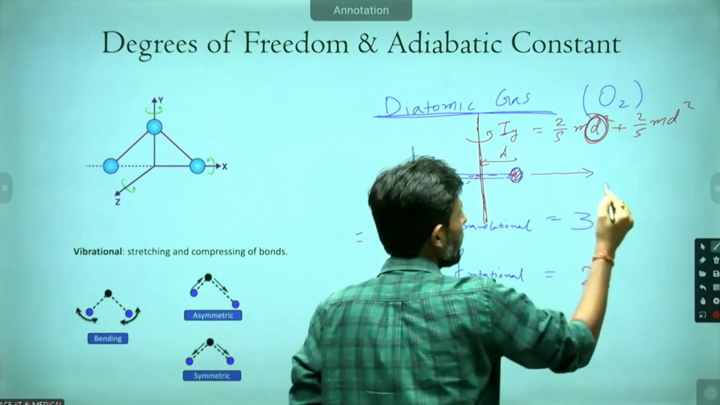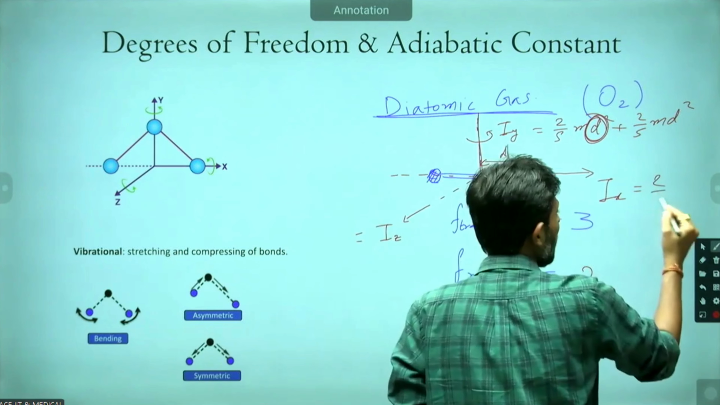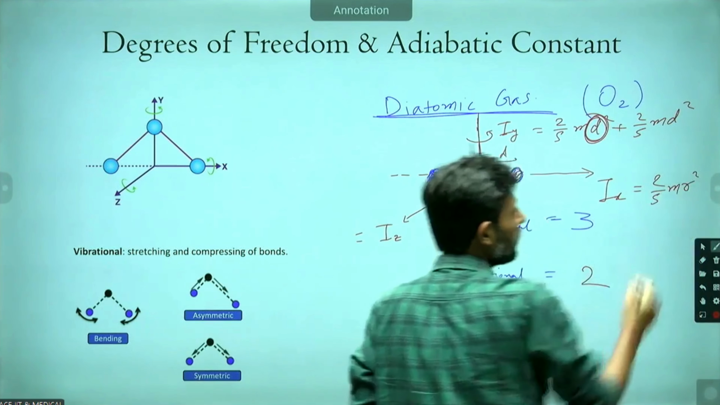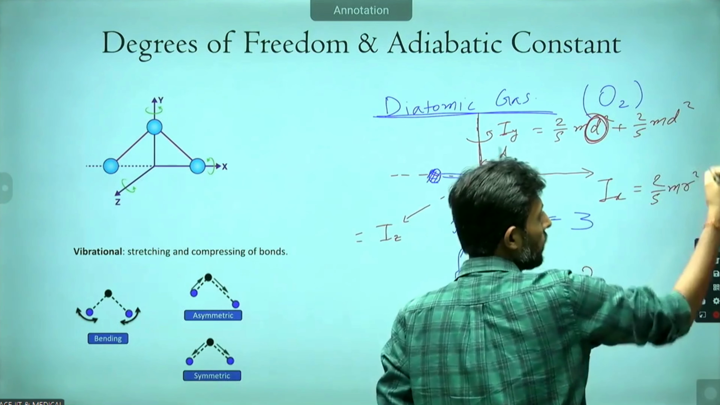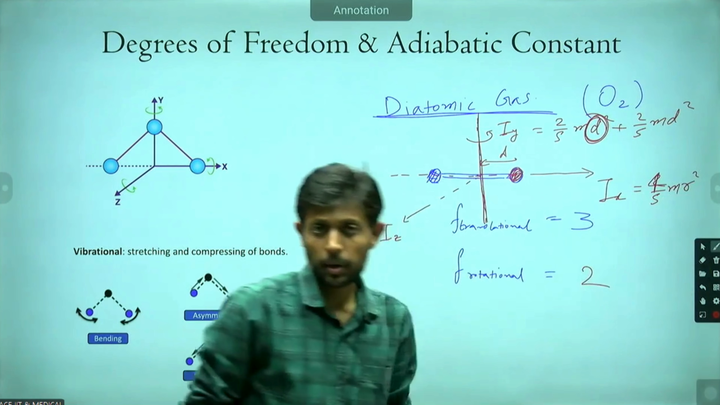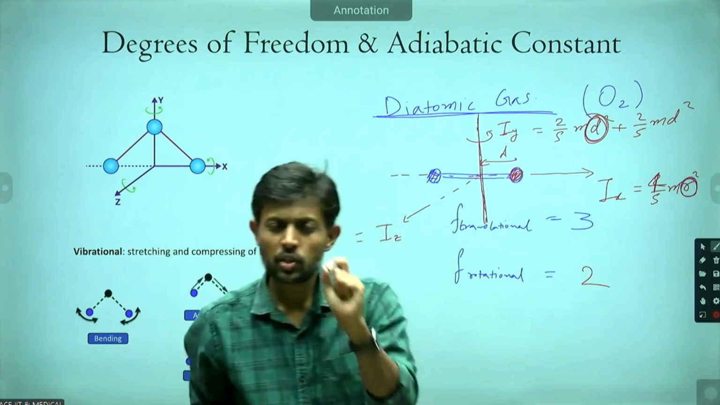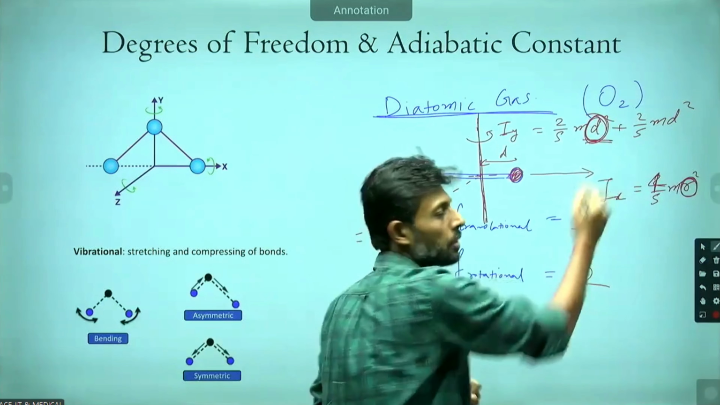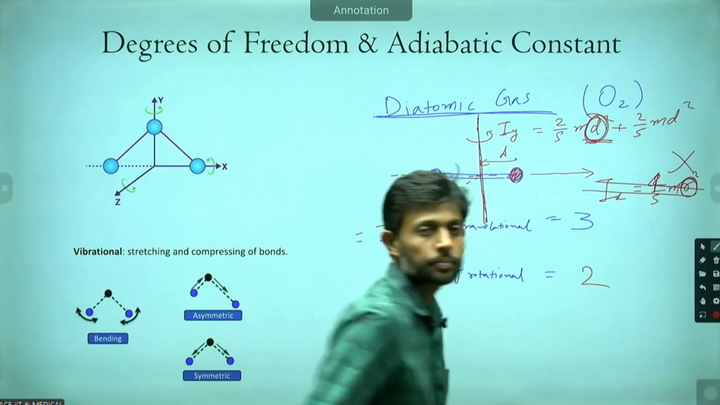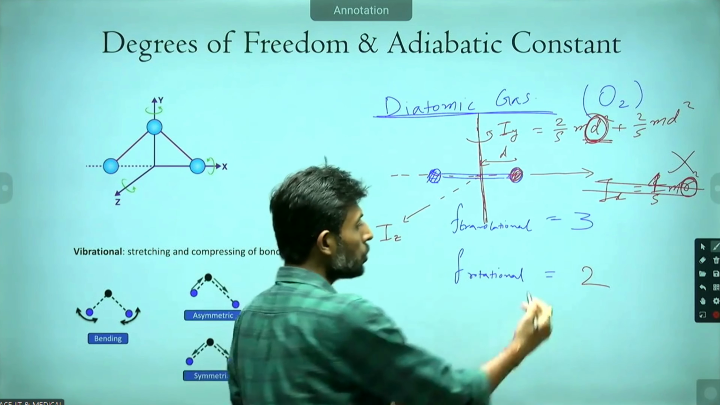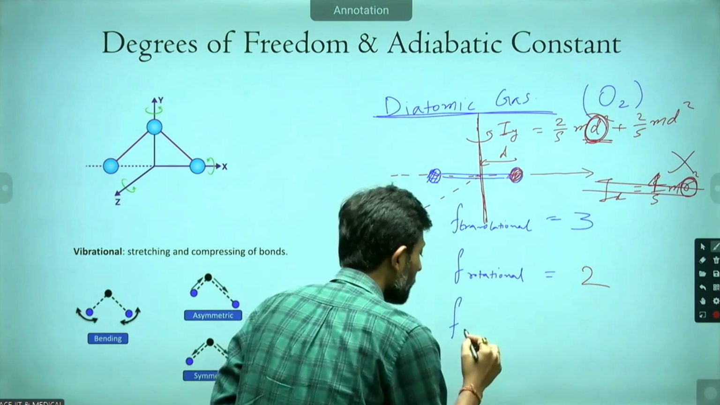However, if we go and try to calculate the value of Ix, it's just going to be 2 by 5 mr square for this molecule, and once more we'll add 2 by 5 mr square, so it will become 4 by 5 mr square. But notice here that this r is actually very, very small compared to this d, and that is why we ignore this. So two rotational degrees of freedom. How about how many vibrational degrees of freedom?